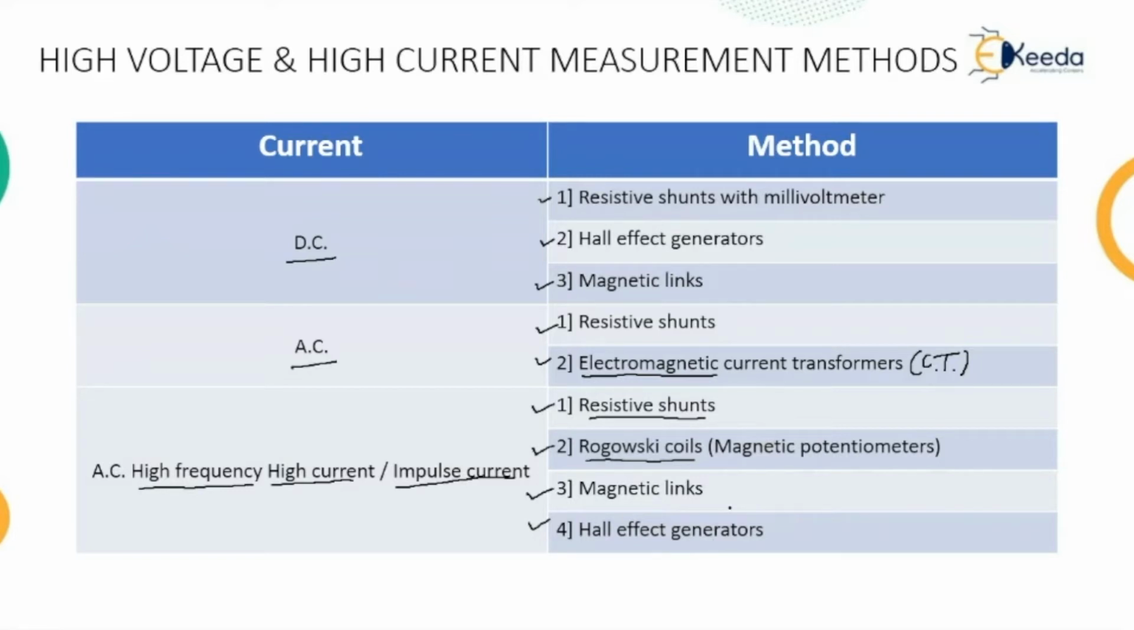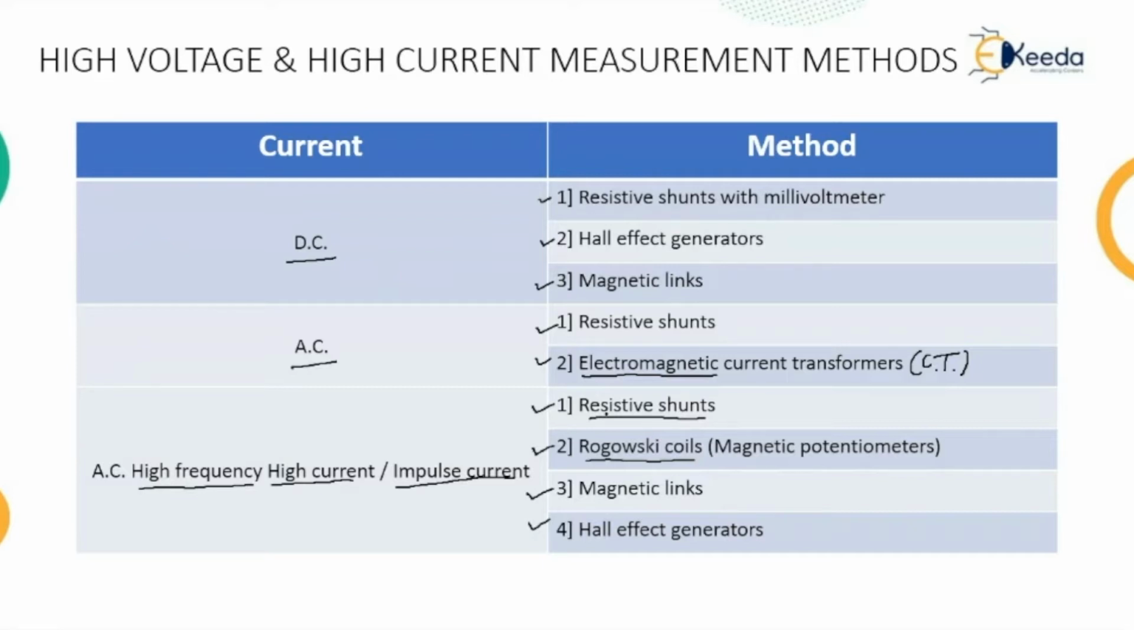There are a few methods which are common, like the Hall effect. This particular method is used for the measurement of DC current as well as for impulse current. Magnetic link is another method which is also used for DC current and impulse current measurement. Resistive shunt is the common method which is generally preferred for DC, AC, and impulse current. So the common methods are discussed once.